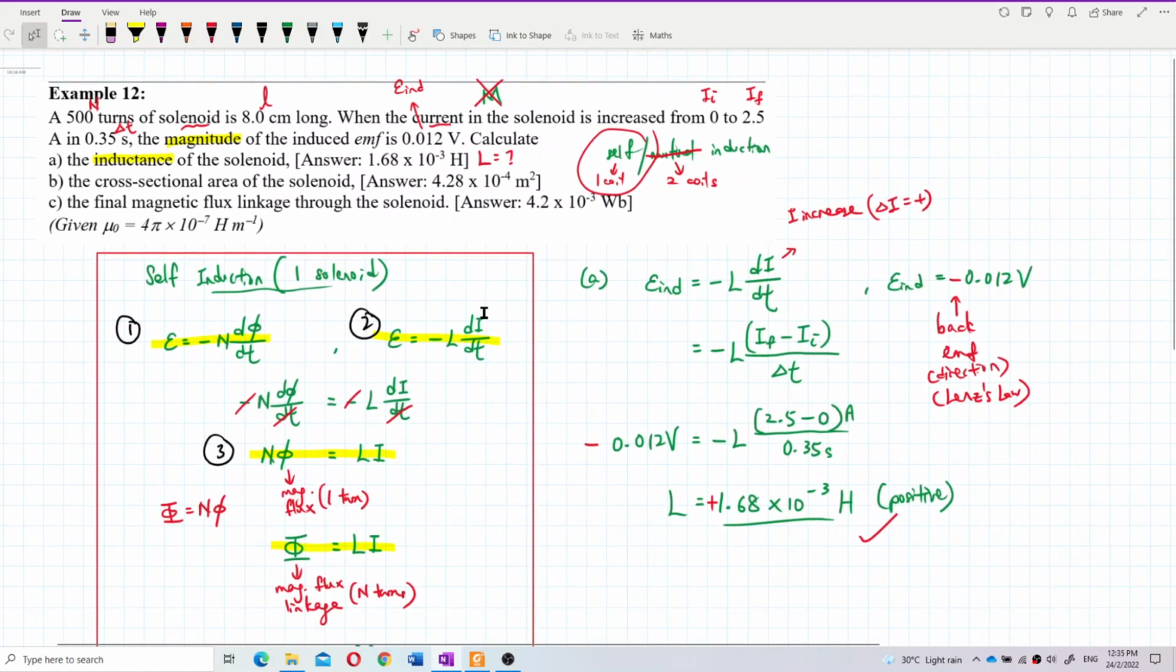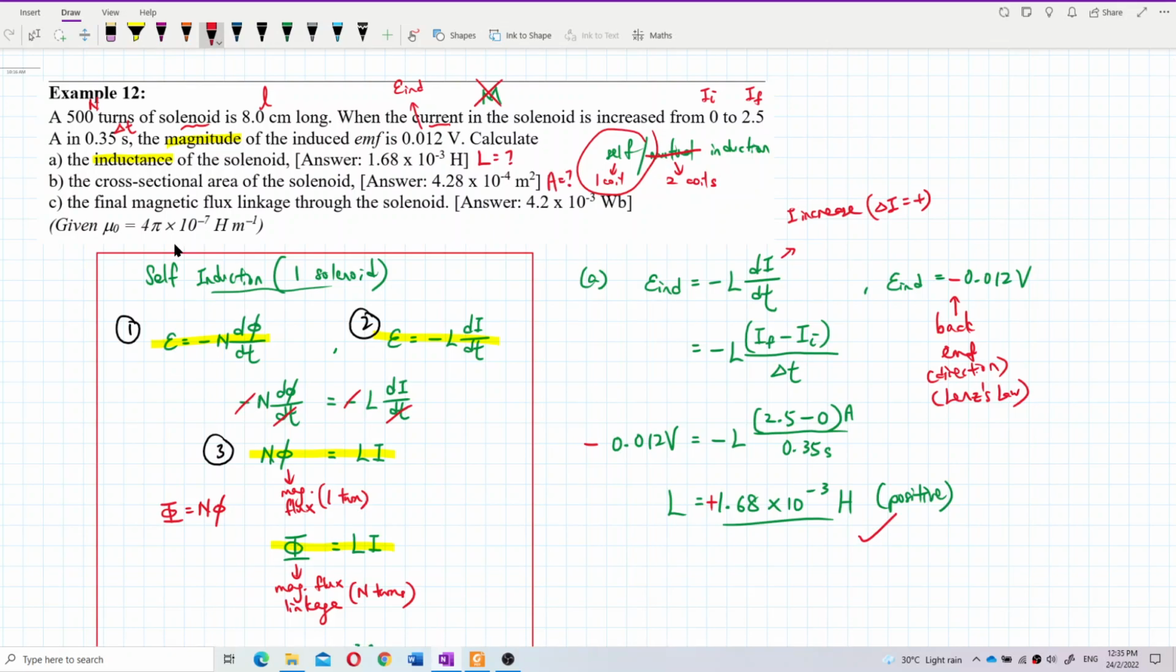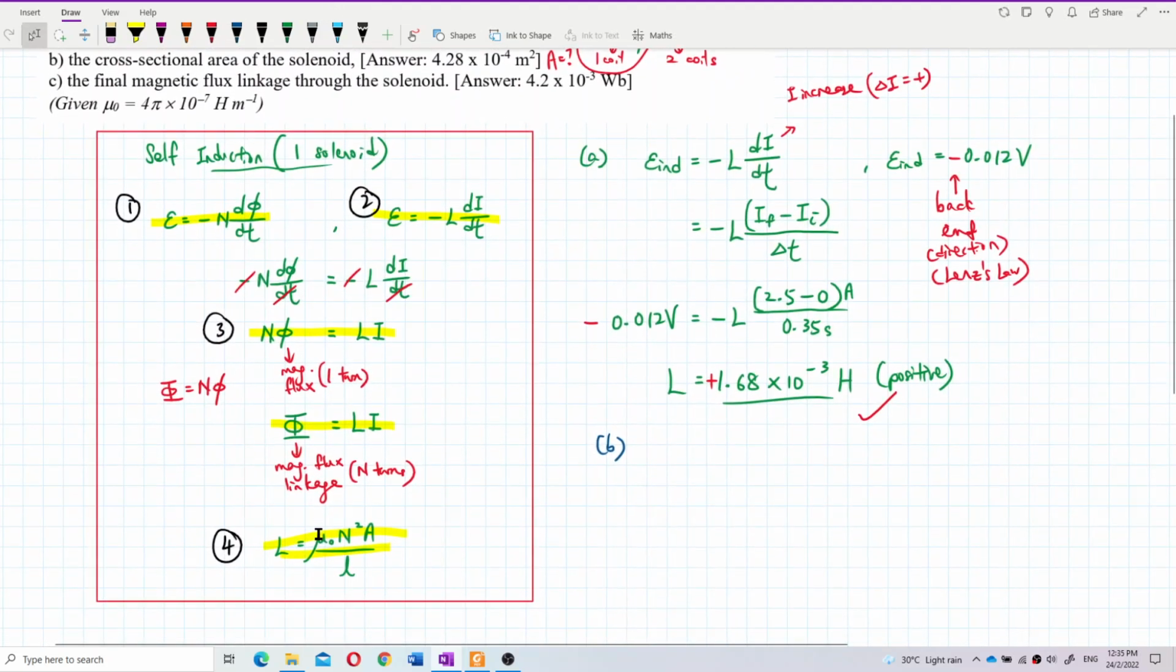Okay, and then question B. Let's look at question B. I want to find the cross-sectional area, the area of the solenoid. So how are we going to do that? I think you can use a formula, this one: L equal to mu naught n square A over l. Just use that one.